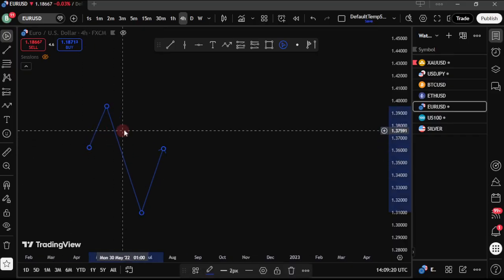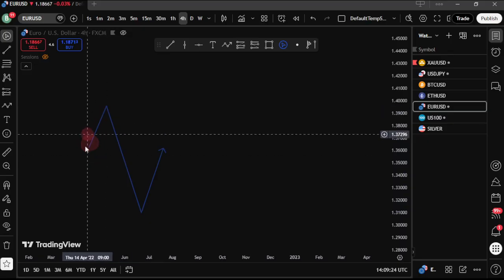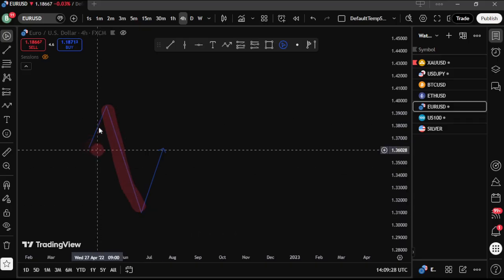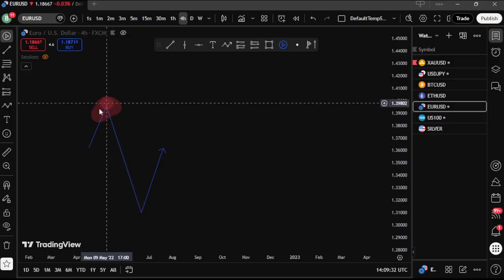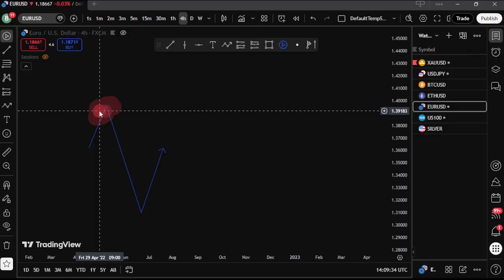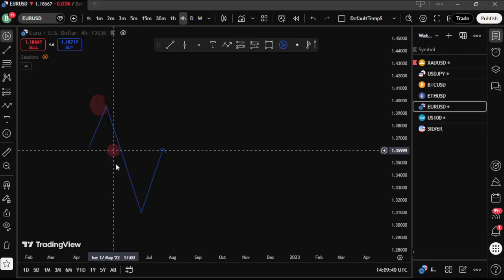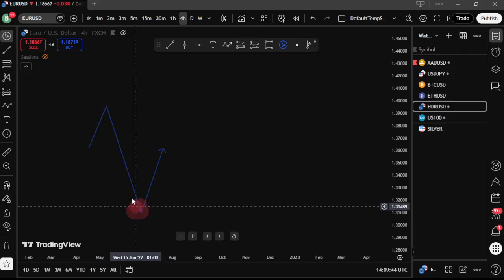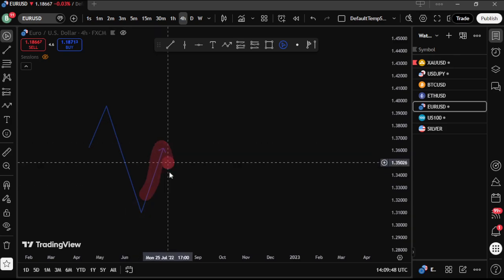On the daily we did something like this. Now the market made this swing low, and this swing low was broken by this swing high over here, right? So it means this one is stronger. This one has to be protected. Now this one becomes a target.